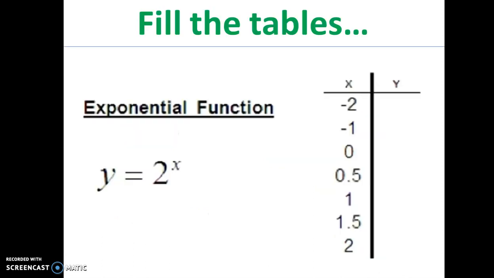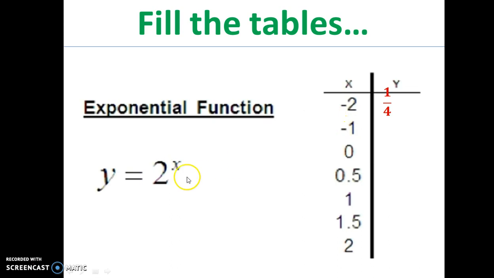First, let's begin here. We have an exponential function, and we're going to fill the table of values. So what I want you to do is put a -2 in for the x here, and think about that. You have 2 to the power -2, and what value does that give you? Hopefully you got 1/4, because 2 to the -2 means you can put it 1 over 2 to the +2, which is 1/4. You've got to remember how your indices work.